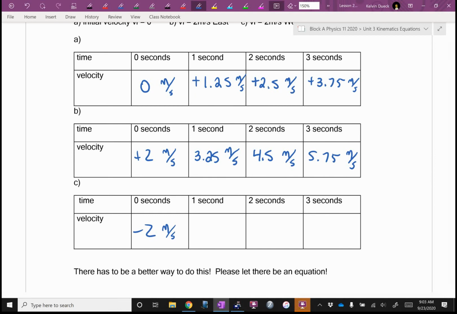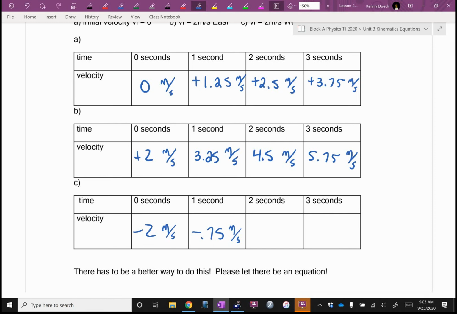How fast am I going after 1 second, if I'm accelerating in the forwards direction at positive 1.25? Aiden. Negative 0.75 meters per second. So we're going backwards still, but not as fast. You visualize that? Okay.